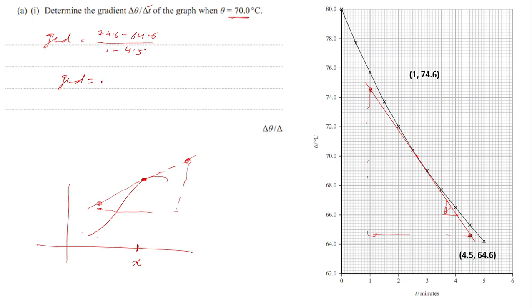You solve this, so the gradient would be equal to minus 2.857, or you can round it off and say minus 2.86. The unit will be degrees Celsius per minute, so degree Celsius minute inverse. This is the gradient of the graph.